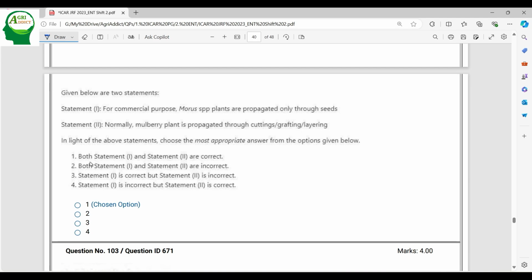So first statement 1, for commercial purpose, Morus species plants are propagated only through seeds. Not really. Commercially, it is not propagated through seeds. Normally, mulberry or the Morus species is propagated through cuttings, grafting, and layering. This is correct. Stem cutting, root cutting is mainly used. So here, statement 1 is incorrect, but statement 2 is correct.